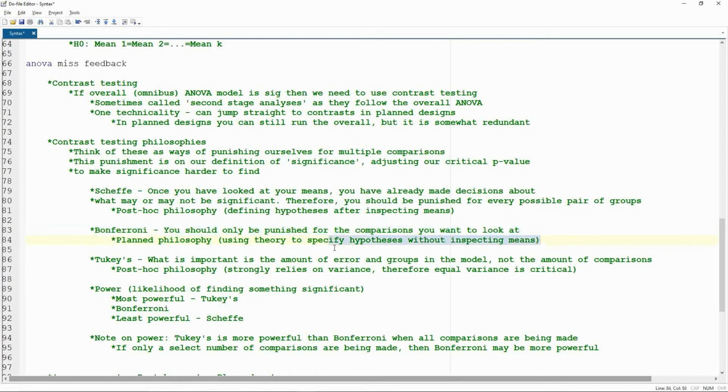Now this maps perfectly onto the philosophy of a planned design or an a priori design, where you've used theory to specify hypotheses. You haven't looked at the means. You haven't made conclusions based off the means, because if you did, then technically you're in the realm of Sheffe. If you've made your hypotheses and your decisions about what to compare prior to collecting your data, then you've got a planned design, and Bonferroni is perfectly acceptable.